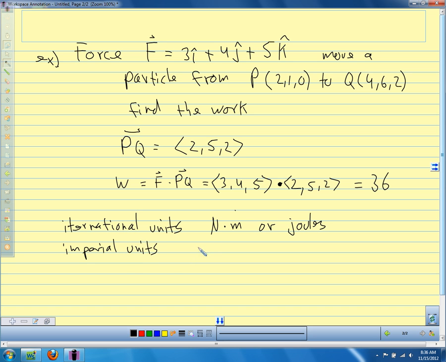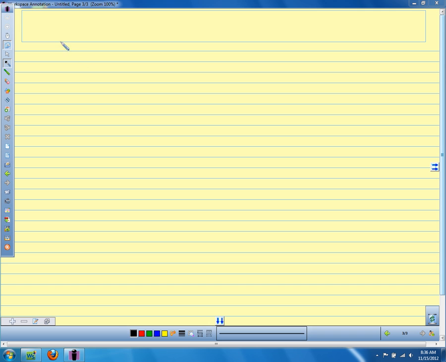our units of work are going to be foot pounds. So if this were in the metric system, this would be 36 Newton meters or 36 joules. If we were in imperial units, this most likely would be in foot pounds. We could also do inch pounds or other units, but it's our international unit of length and our international unit of force. Make sense? All right, let's talk about torque, our application of the cross product.